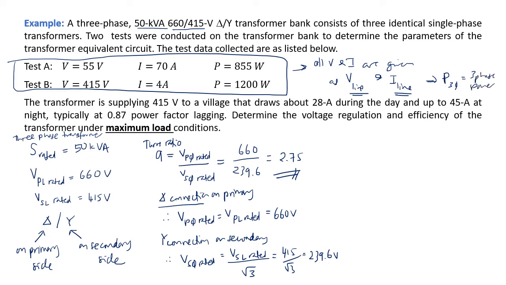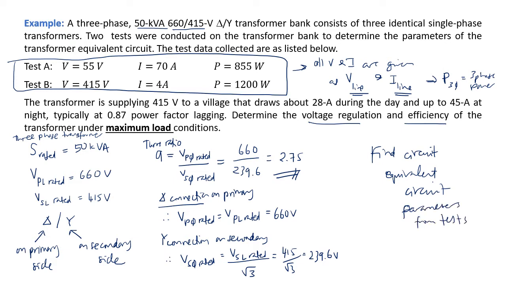Right, so what we're going to do next, we're going to find out which one is the open circuit test and short circuit test from test A and test B. Then, before we can get the voltage regulation and efficiency, we must first find the equivalent circuit parameters from the tests, and then we can calculate the voltage regulation and the efficiency. Right, so let's do that.